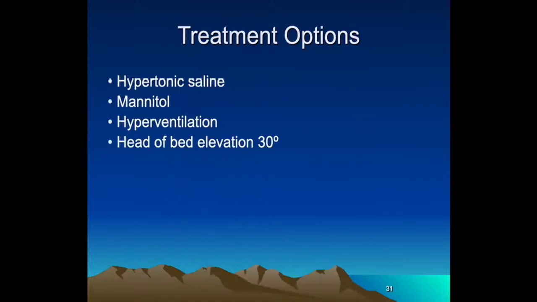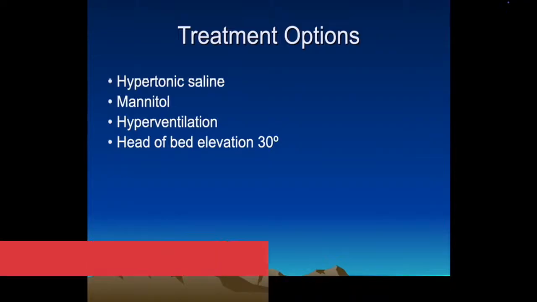So what treatment options do we have available? Each EMS agency is going to be different in terms of what they carry. Always follow your local protocols, obviously, and every ambulance service has a different formulary. But in the hospital, there are a few things available to us. Hypertonic saline is a good option.